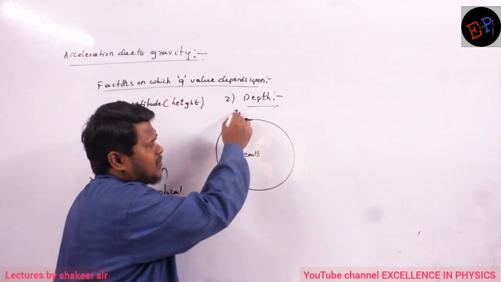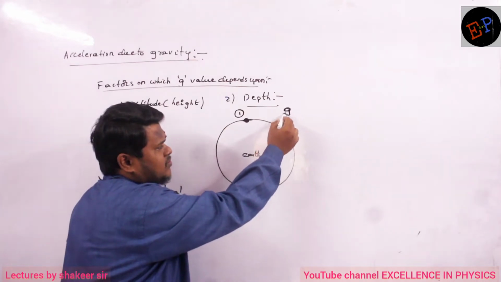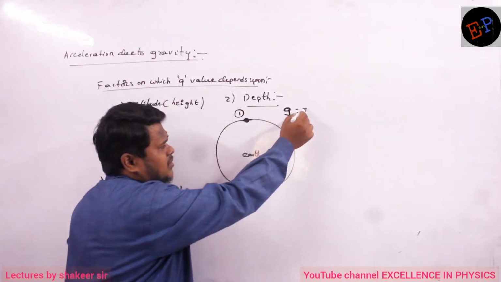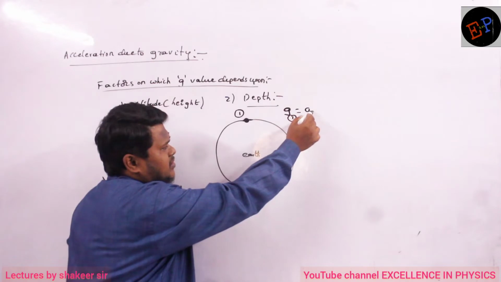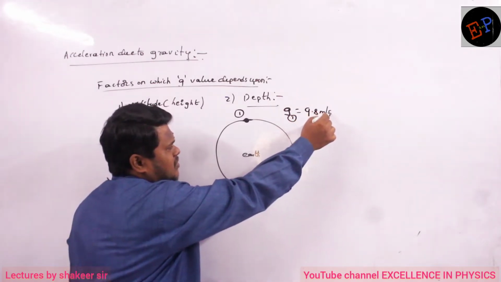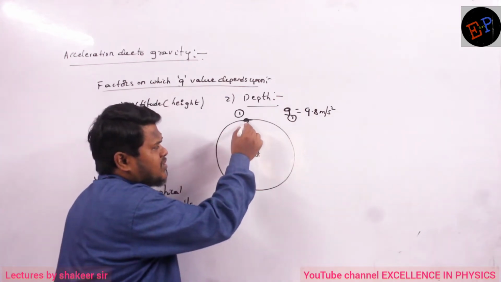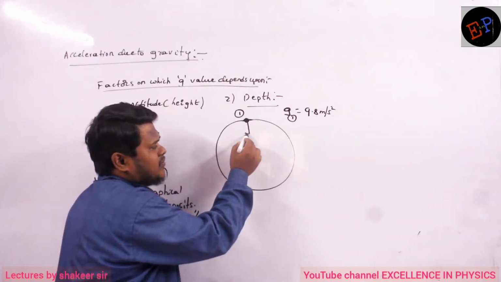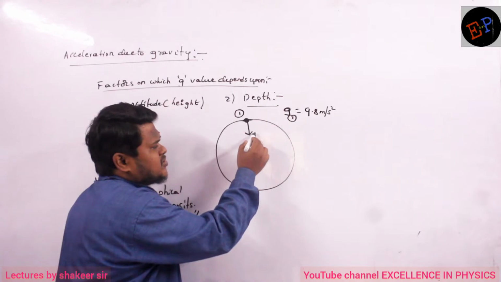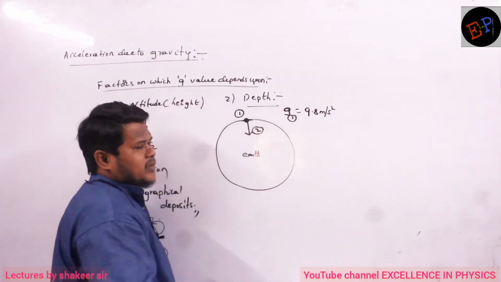at position number 1, what is the g value at position number 1? It is 9.8 meter per second square, or approximately you can call it 10. But if you go inside Earth, for example, I have reached up to here, position number 2. Okay?